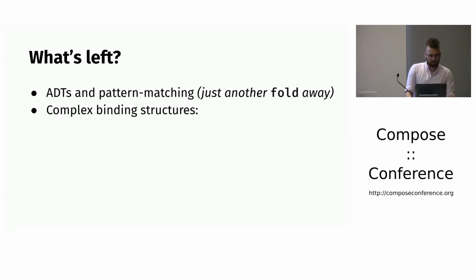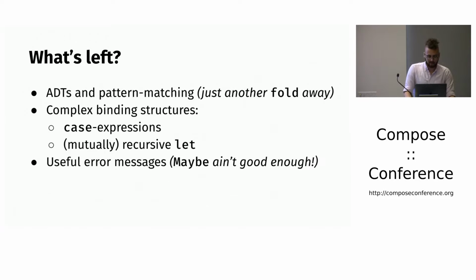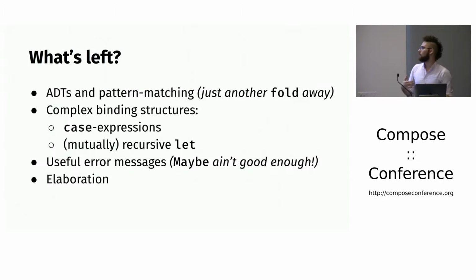We can have complex binding structures like case expressions or mutually recursive let. And that just means augmenting our binding function. And we'd really like to have useful error messages, because getting a nothing isn't very informative. And then it would also be really nice if we could elaborate our terms instead of just producing the type of this term. We'd like to say, what are the types of all of the subterms in this thing? And we can have all of those things that we want.